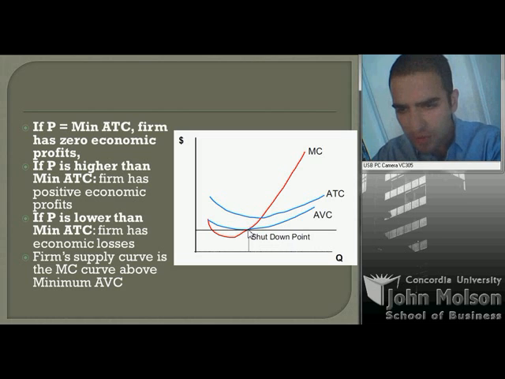However, below this point, which is the shutdown point, firms are not even able to pay for their variable costs. Back to the hot dog example, say you're below this point, you're not even able to pay for your bread and your sausages. So if you're below this point, it only makes sense for you to shut down. That's why it's the shutdown point.